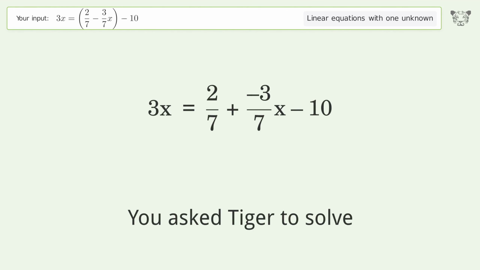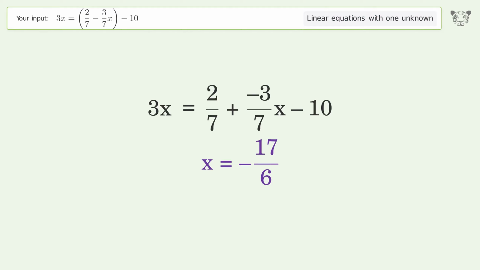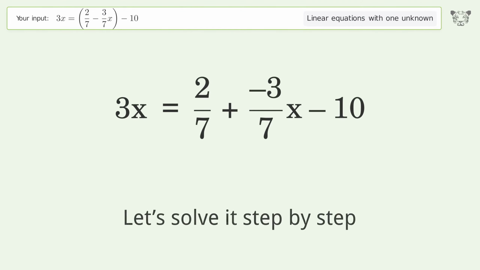You ask Tiger to solve this. It deals with linear equations with one unknown. The final result is x equals -17/6. Let's solve it step by step.